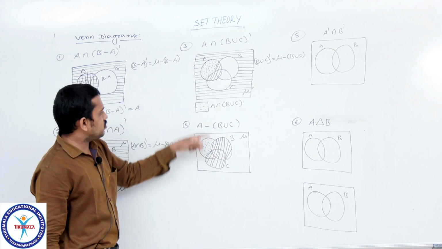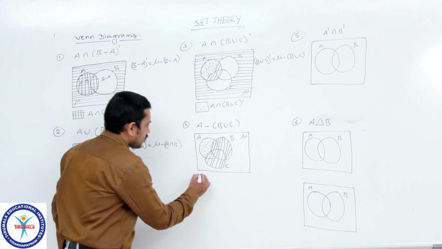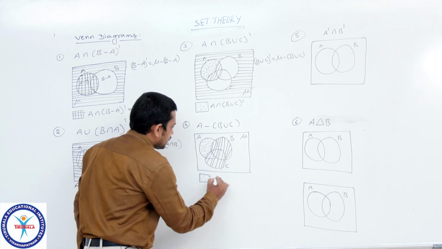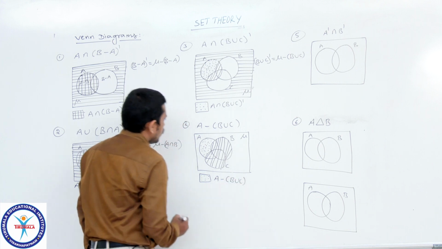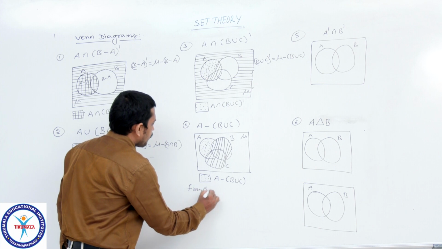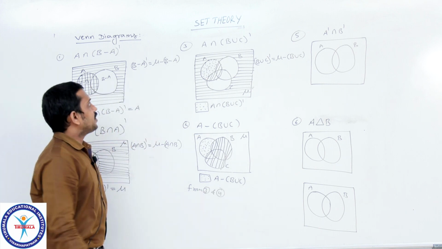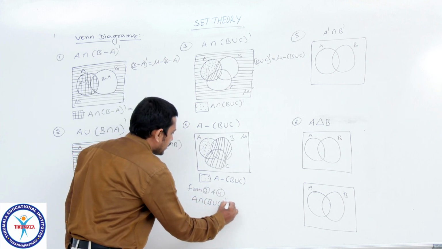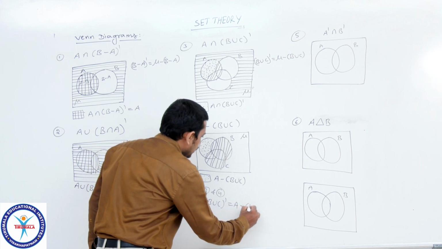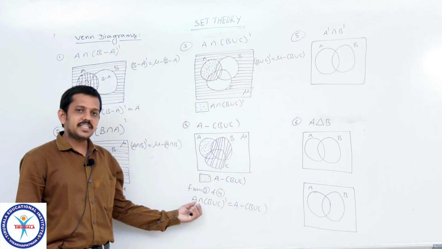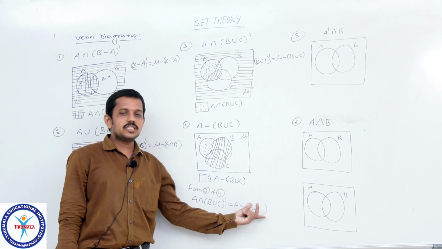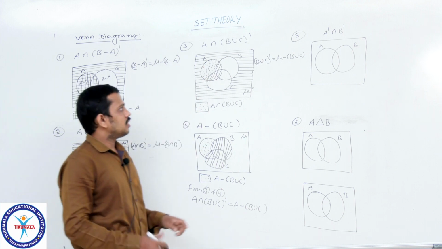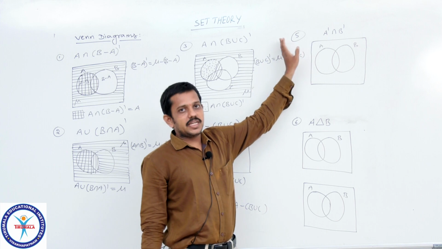See, here these two are same. So, therefore, here this dotted region is A minus B union C. So, therefore, from the third and fourth Venn diagrams, we conclude that A intersection B union C complement is equal to A minus B union C. A intersection B union C whole complement and A minus B union C both represent the same shaded portion. Now, we will go for the next one.